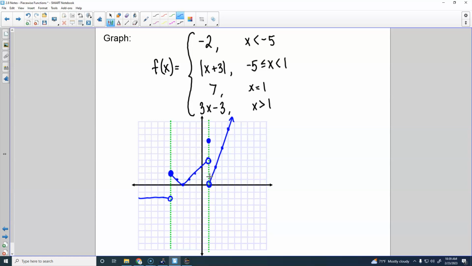You will not have to graph these by hand on the test tomorrow. What you will see is either a question that gives you the piecewise function and you have 4 choices for the graphs that match it, or you may see a graph and then choices for your function. Okay, questions?